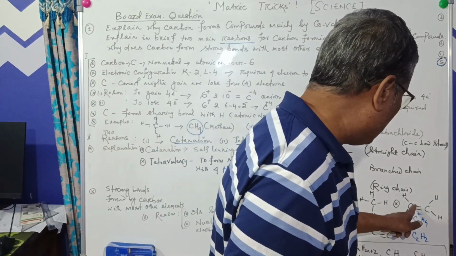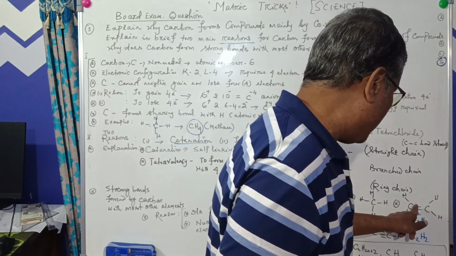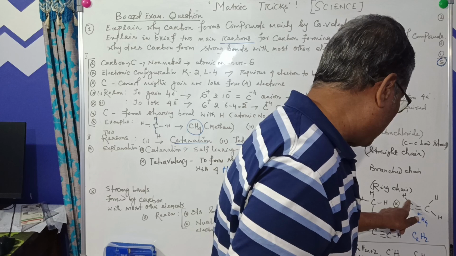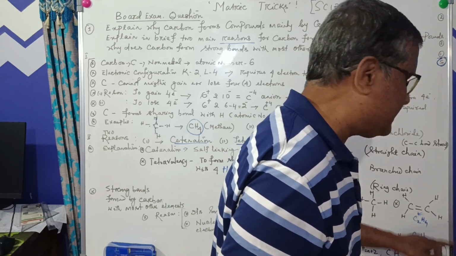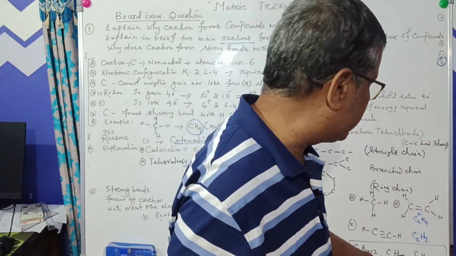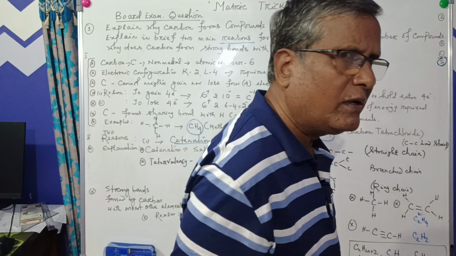Now you see 2 to 4, 2 to 4 and 2, 6 and 8. 2 to 4 to 6 and 8. 2 carbon atoms satisfied. Hydrogen 2, 2. Hydrogen 2 and 2 satisfied.